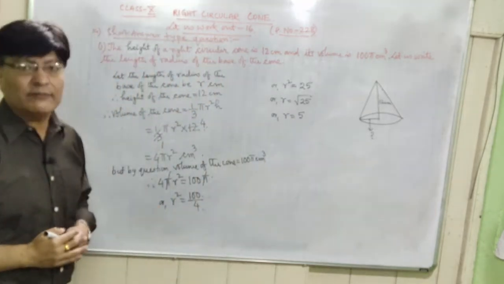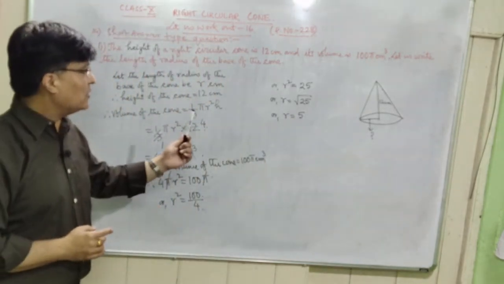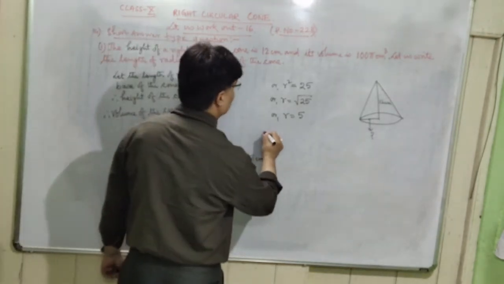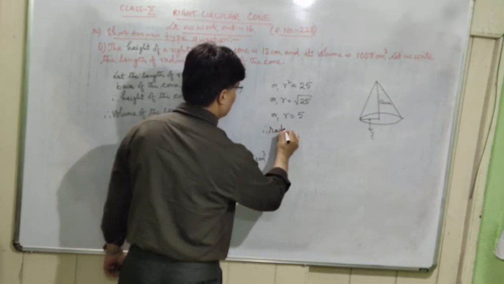What is the square root of 25? It is 5. So what is the radius of the base of the cone? The radius of the base of the cone is 5 centimeter. So now write down the answer.